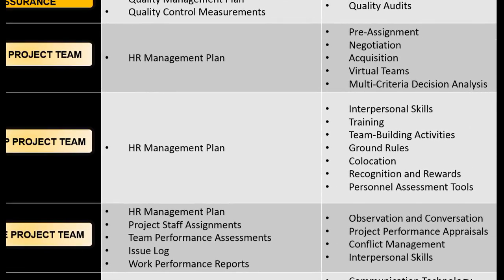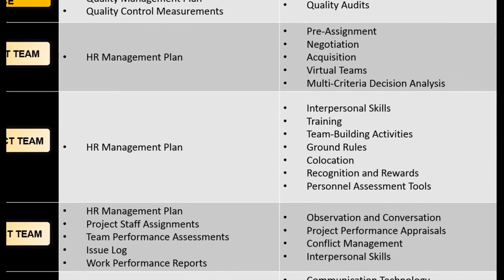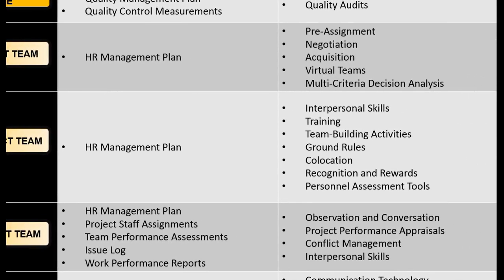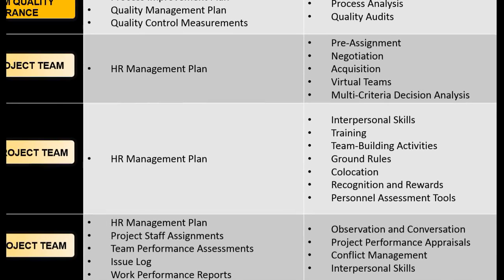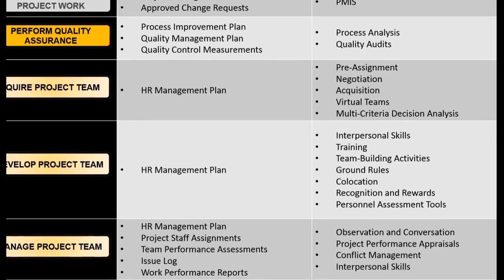So, if you take a look here, pre-assignment, negotiation, acquisition, virtual teams, and multi-criteria decision analysis. You have to go down to the sub-levels in the PMBOK guide, read these up, and know exactly what they mean below the surface. Yes, pre-assignment, assigning people in advance. Yes, negotiation, negotiating for resources with functional heads or external. Acquisition, acquiring resources from within the firm or outside of the firm. Virtual teams, yeah, people working in a geographically dispersed way or a loose matrix, right? Multi-criteria decision analysis. This is analyzing various criteria for team members and selecting team members based on that criteria.